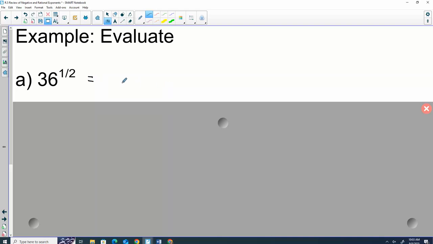So if the exponent is a fraction, it always turns into a radical. The denominator is your index, so it just tells me it's a square root of 36. The numerator is just my exponent there, 2 to the first. What is the square root of 36? 6. So 6 to the first is just 6.